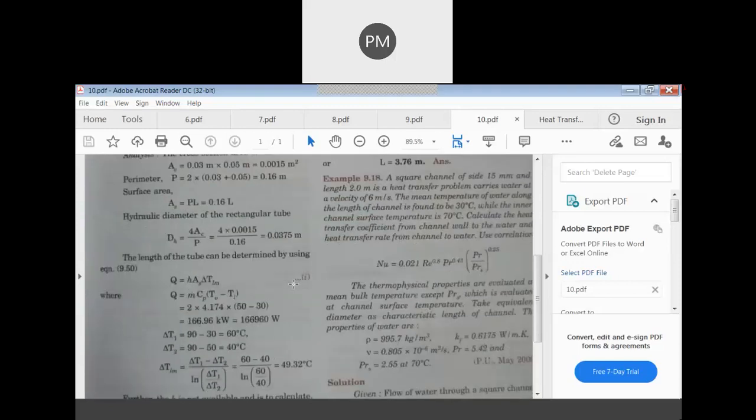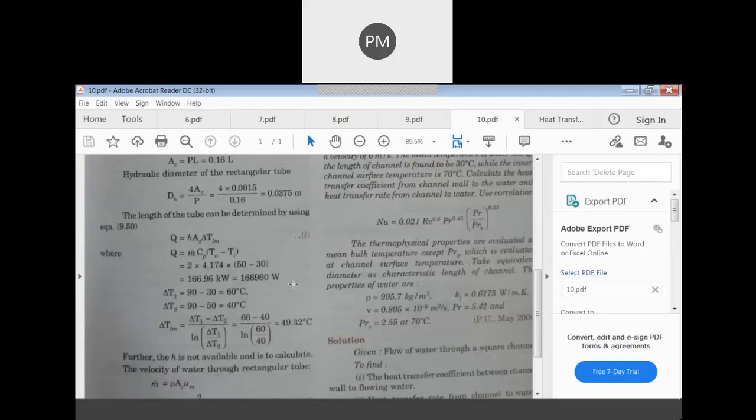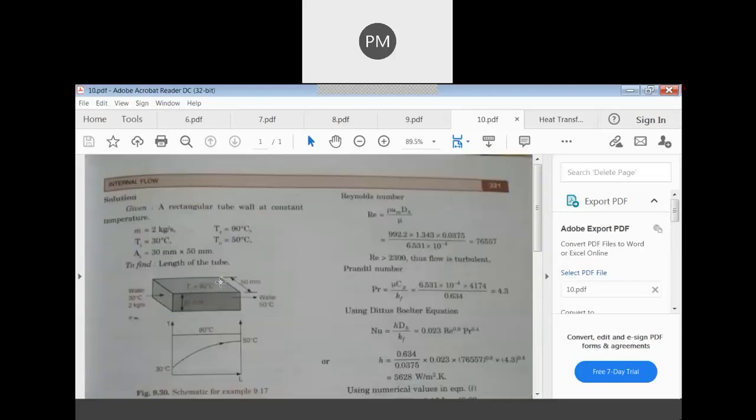Once you got this, for constant surface temperature, Q is equal to h As LMTD. First, let us calculate what is Q. Q is nothing but m Cp (To minus Ti). Mass flow rate they have given in the data, and Cp. See, properties.